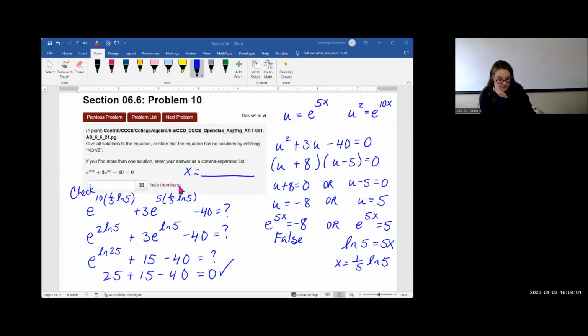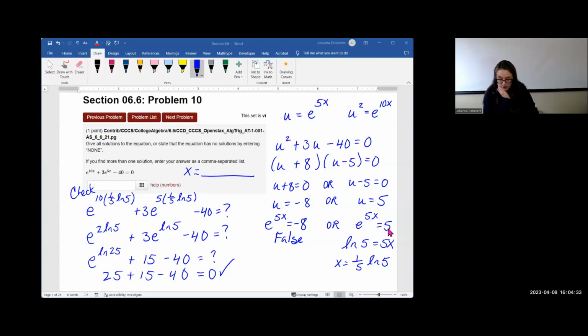Don't forget on this type of problem to write down x equals blank to remind you that after you've solved for u, you have to back substitute to solve for x. When we make the substitution, we get a quadratic equation which can be factored and solved. We get two possible solutions, 5 and negative 8. When we back substitute that u is e to the 5x, the negative 8 solution is false since a strictly positive value can't equal a negative.